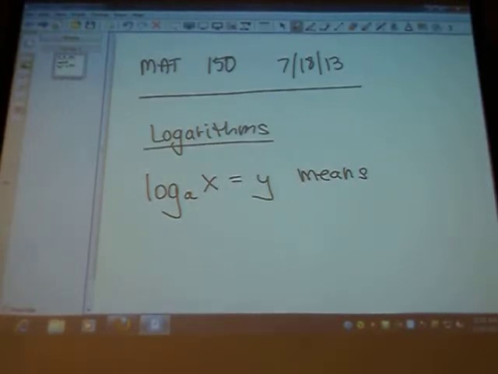It's quiet as a mouse in here. What is it? a to the y power equals x. That's what that tells me. So you've got to learn to read what it's telling you. It's telling you a to the y power equals x.